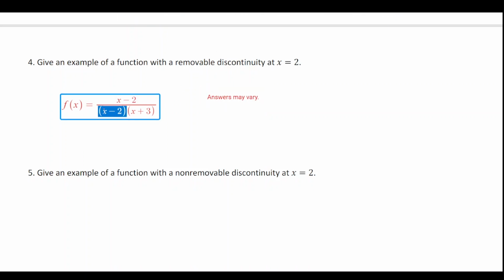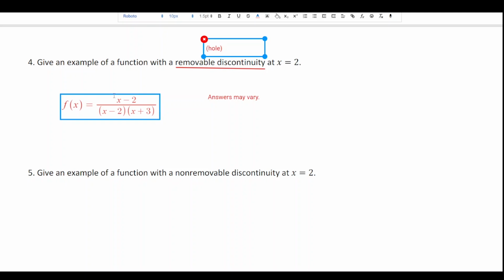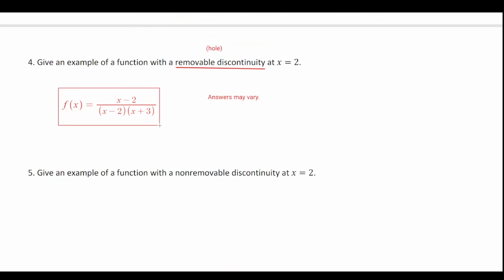So that's what happens when you have this factor that makes both the numerator and the denominator equal 0 when you plug in x equals 2. Okay. So key thing here, removable discontinuity just basically means you have a hole. All right, so this is just one example of a correct answer. As long as you have the x minus 2's top and bottom, you can have whatever else you want going on for factors, but keep it simple just in case you make a small error somewhere.